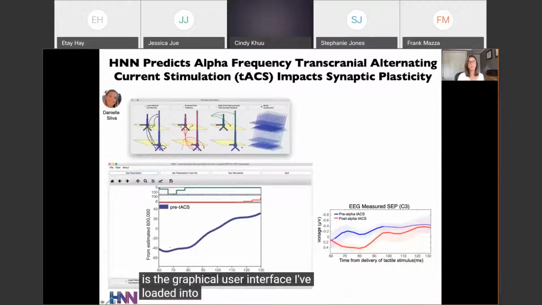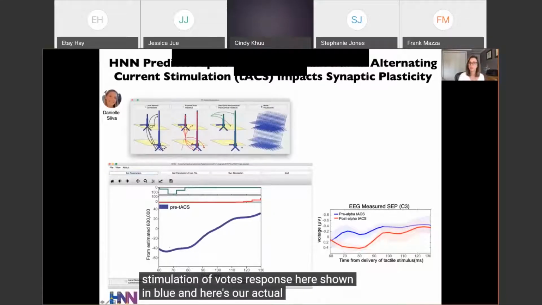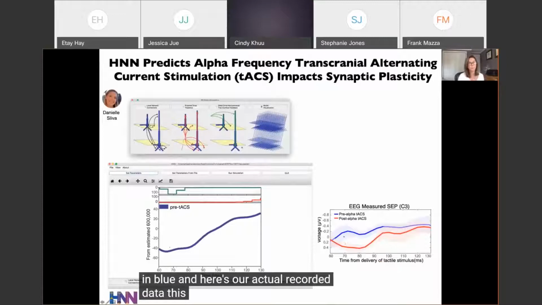I've loaded into this interface the pre-stimulation evoked response, shown here in blue. Here is our actual recorded data. This work was done by a graduate student in the group, Danielle Sliva. So I want to thank Danielle for providing this information.